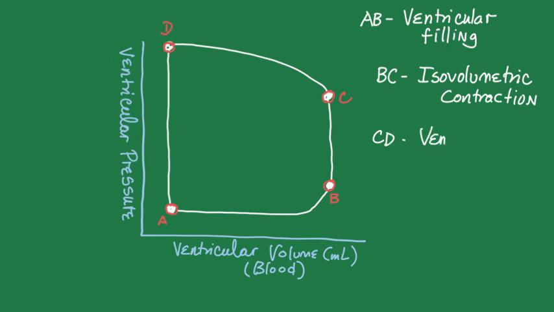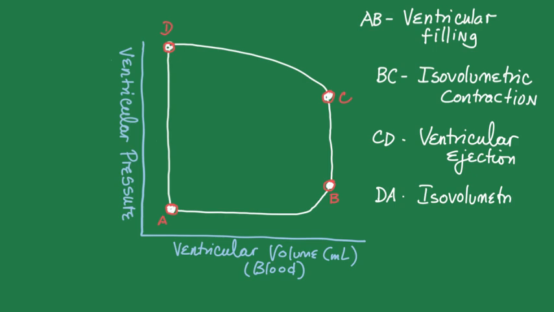We know that C is the dramatic event when SL valves open. So from C to D is the ventricular ejection. At D, SL valves close, and so all valves are closed right now, but the pressure in the ventricle starts to go down because the ventricles are now relaxing. We call that isovolumetric relaxation. All of this together is one cardiac cycle.